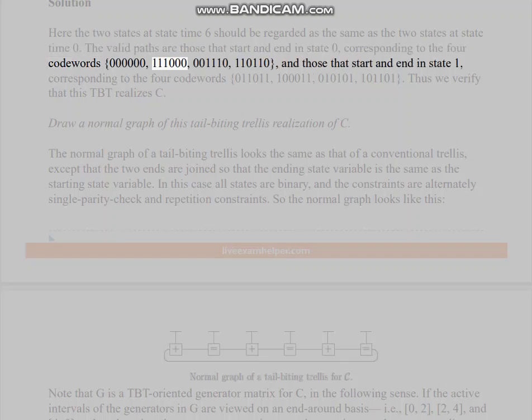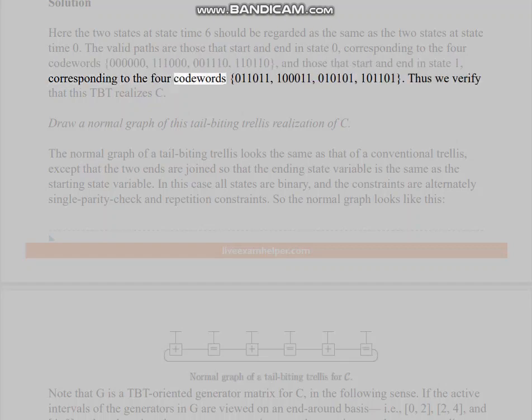000000, 111000, 001110, 110110, and those that start and end in state 1, corresponding to the four codewords 011011, 100011, 010101, and 101101. Thus we verify that this TBT realizes C.